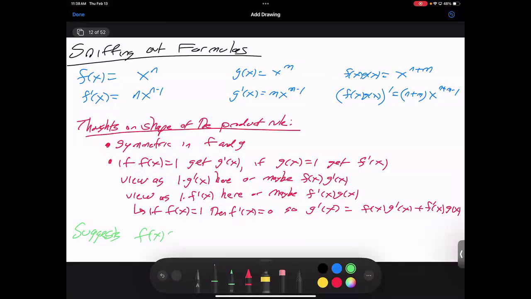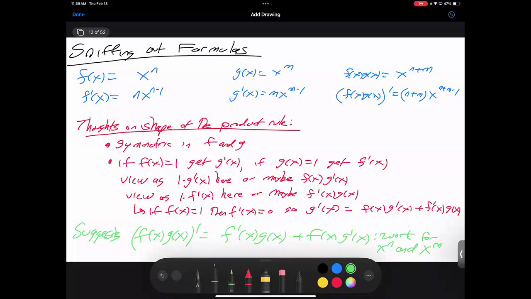So all of this suggests maybe the derivative of a product, maybe it's f prime of x g of x plus f of x g prime of x. And it does work for x to the n and x to the m. Is this a proof? Not even close. But it suggests what the right formula is by looking at some special cases. We know it should be symmetric. If we take f of x or g of x to be 1, it reduces to something we already know.